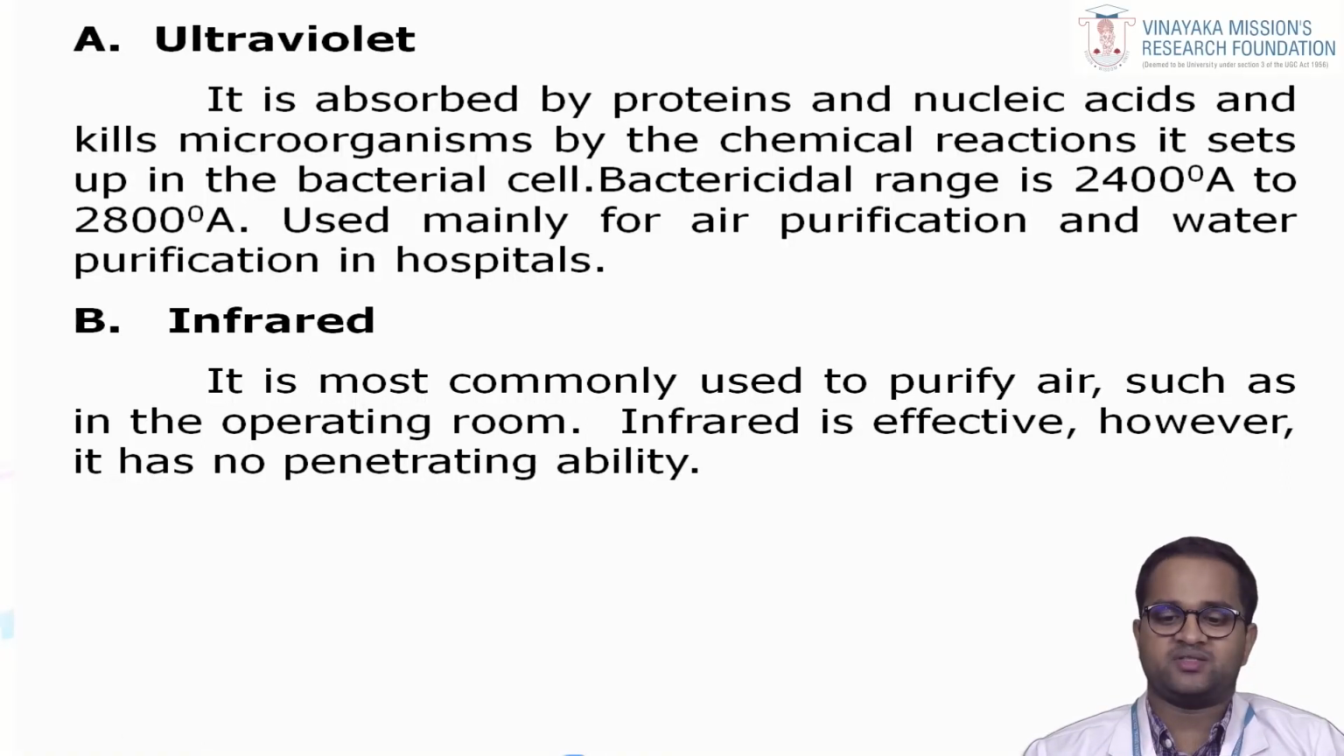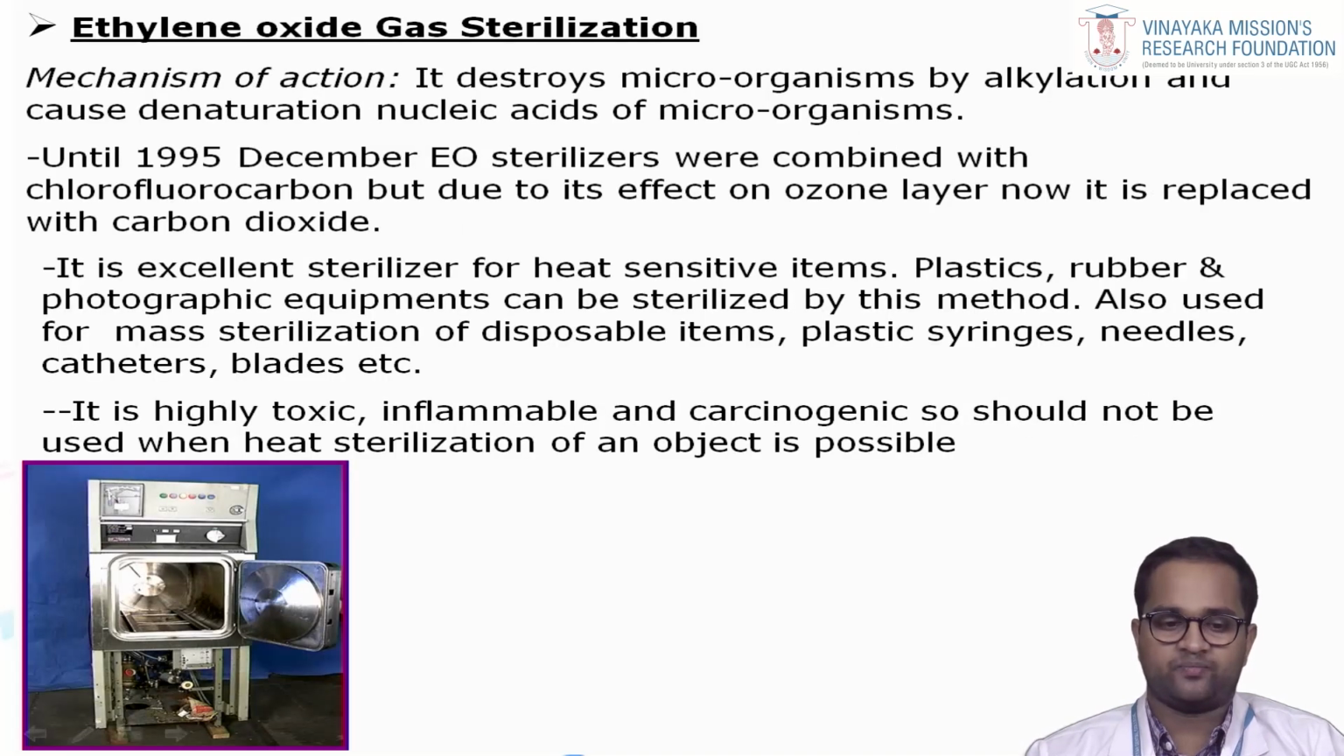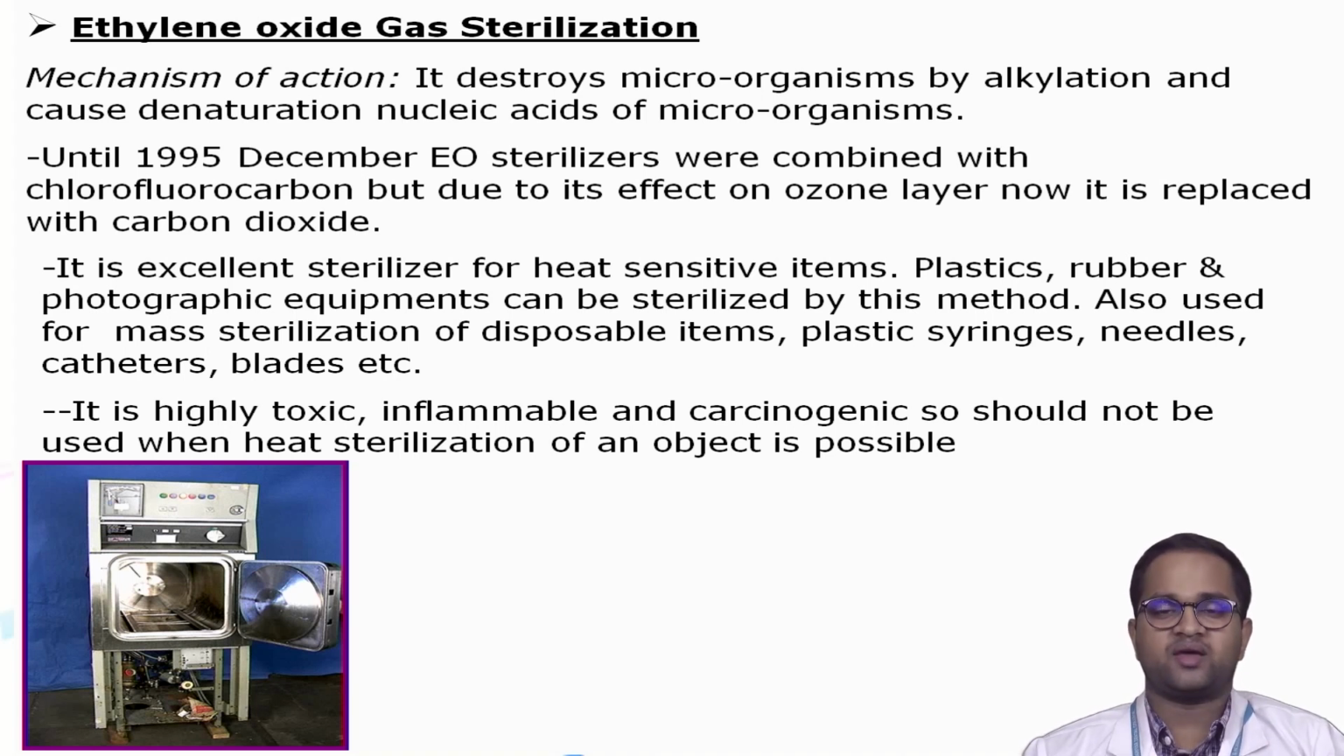This is absorbed by proteins and nucleic acids, and it kills microorganisms by the chemical reactions it sets up in the bacterial cell. The bactericidal range is 2400 Angstrom to 2800 Angstrom, used mainly for air purification and water purification in hospitals. Coming to infrared, it is most commonly used to purify air, such as in the OT. Infrared is effective, however, it has no penetrating ability. Coming to ETO or ethylene oxide gas sterilization, the mechanism of action: it destroys microorganisms by alkylation and causes denaturation of the nucleic acid of microbes.